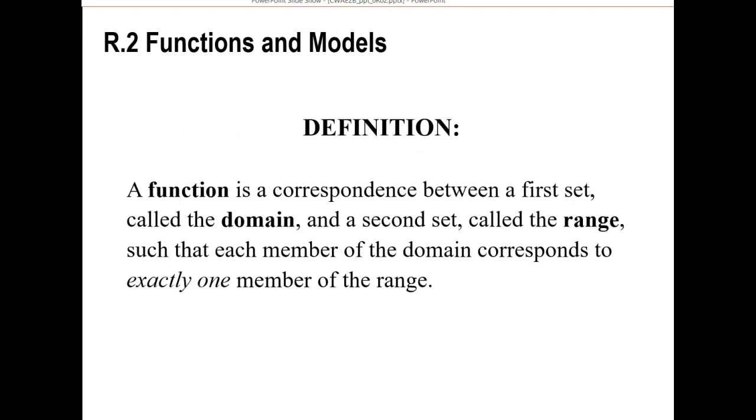All right, so our definition of a function. A function is a correspondence between a first set that we call the domain and a second set, which is called the range, such that each member of the domain corresponds to exactly one member of the range. That is the key phrase, exactly one. So everything in the domain must be used, and it can only be assigned to one member of the range.